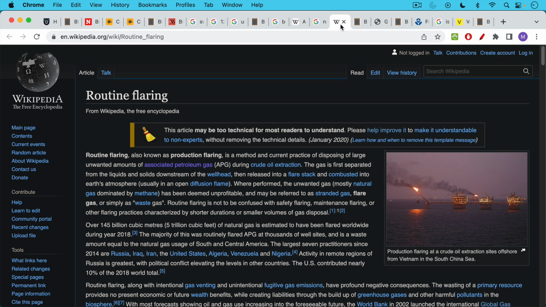The other way these gas deposits, these APGs, are handled is through flaring, where you basically light it on fire. It burns fairly dirty, but in this way you convert at least some of the methane into carbon dioxide.